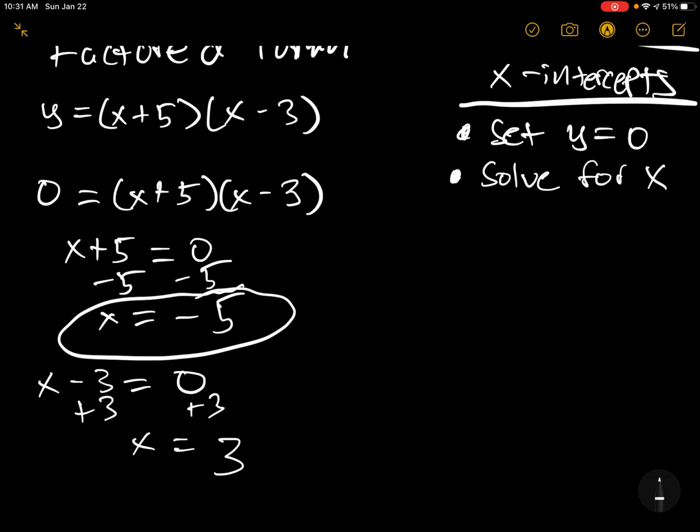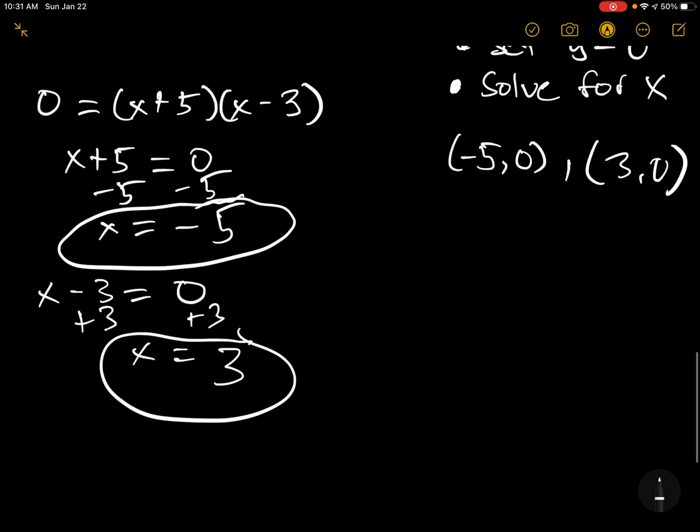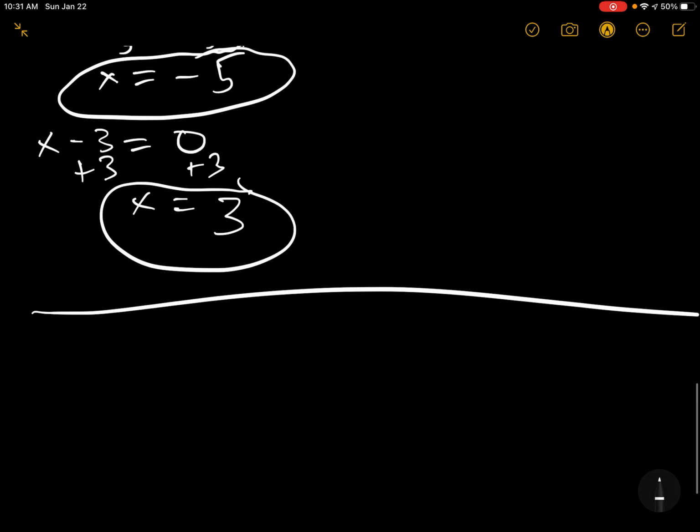Now these are our x-intercepts right here. We are done with that. So we can go ahead and write them down right here at -5, 0 and 3, 0. Awesome. That part's done. Now we can go ahead and move on to our y-intercepts.